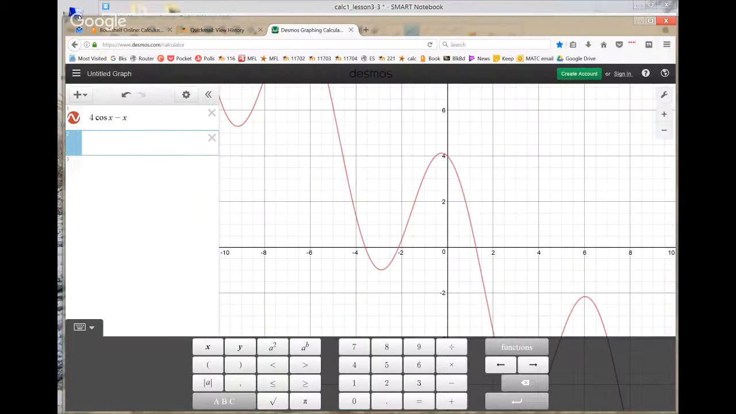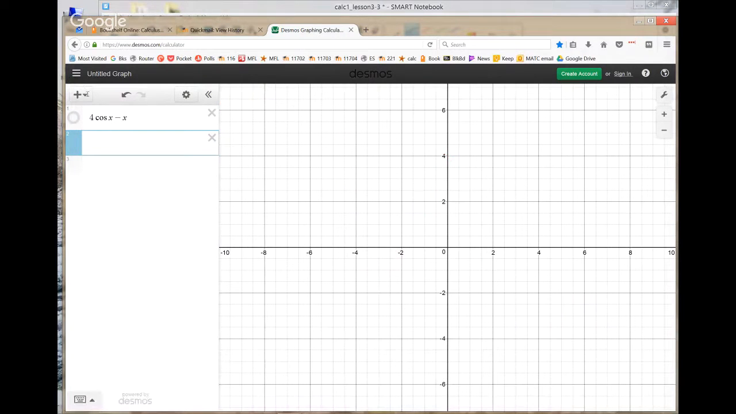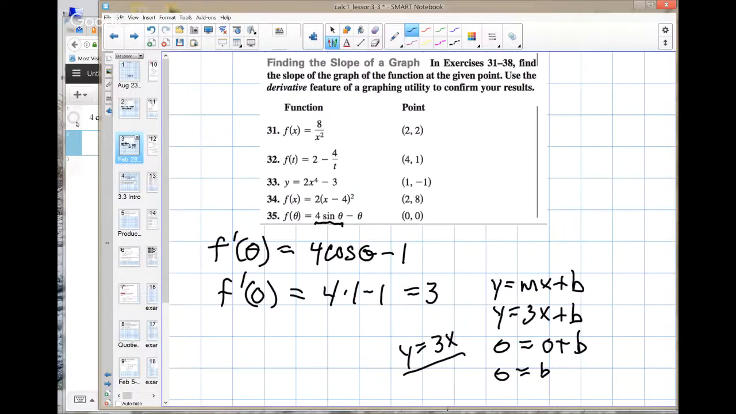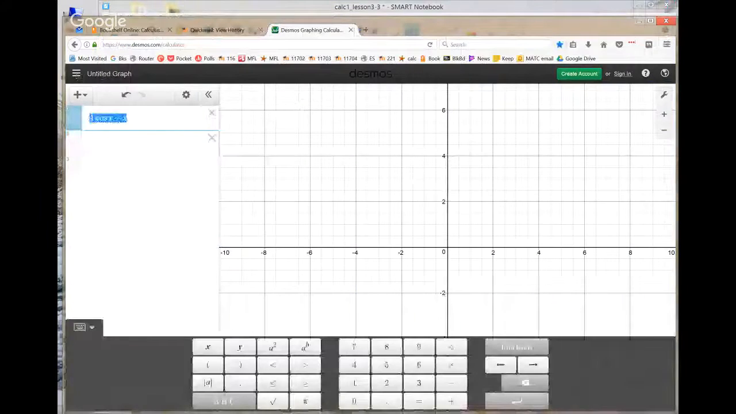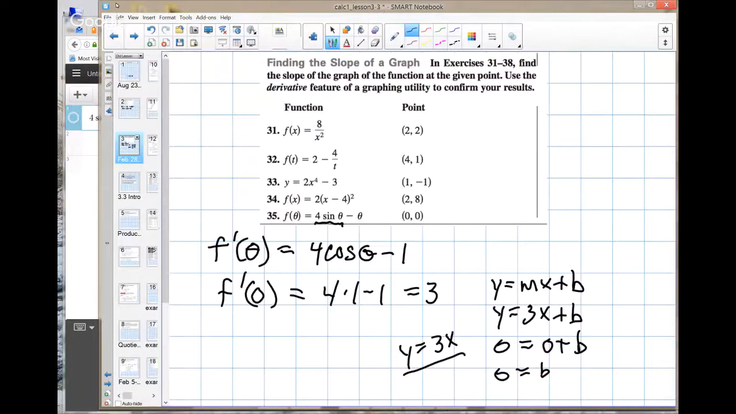All right, let me see. I called that 4 cosine x minus x. Isn't that the derivative and you have to graph the actual graph? Oh, thank you. Absolutely correct. So what was the original? 4 sine theta minus theta. Thank you, David. So 4 sine x minus x.